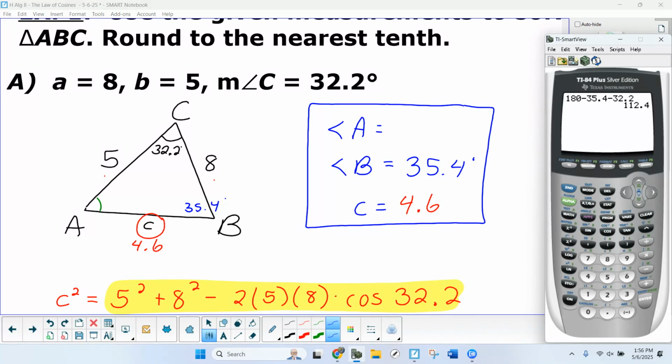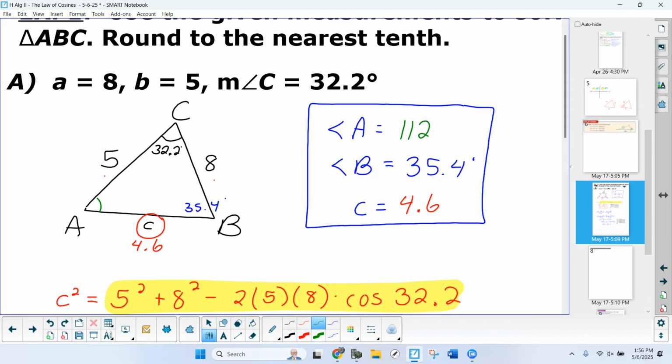So if I had used the law of sines, would I have gotten it right? Nope. It's 112.4. So obviously my triangle is not drawn to scale. There's my finished product. Questions?